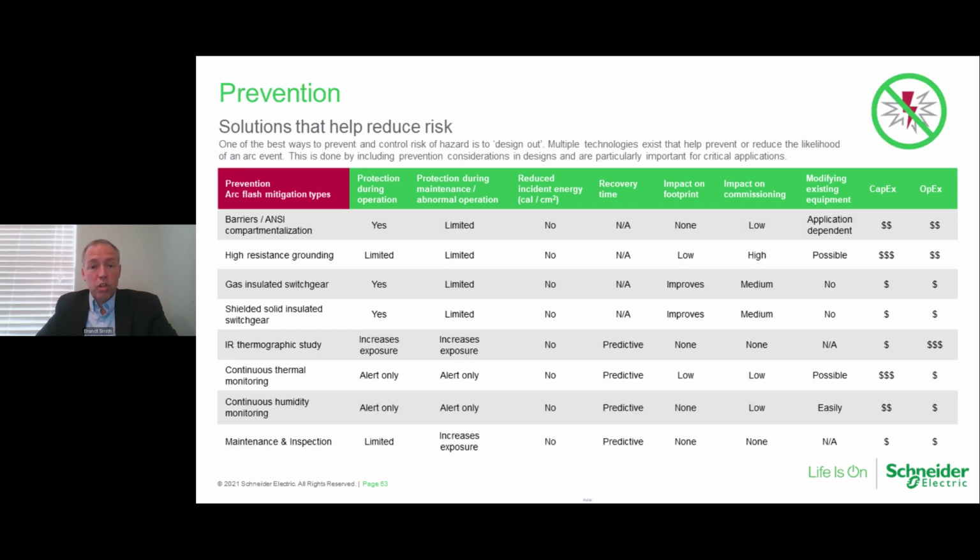Prevention is usually minimal impact on footprint, with the exception of gas insulated switchgear and solid insulated switchgear. In those cases, they do prevent arc flash. And as a result, you end up with a smaller footprint, and usually it's at a lower cost to install it.